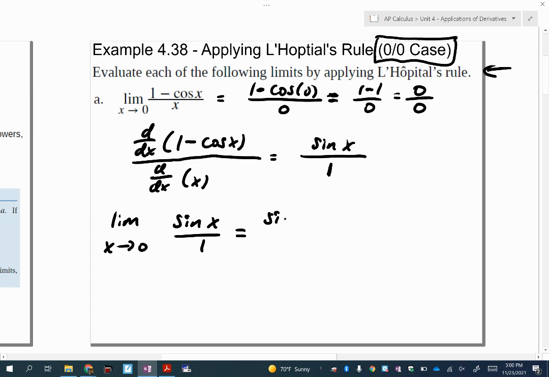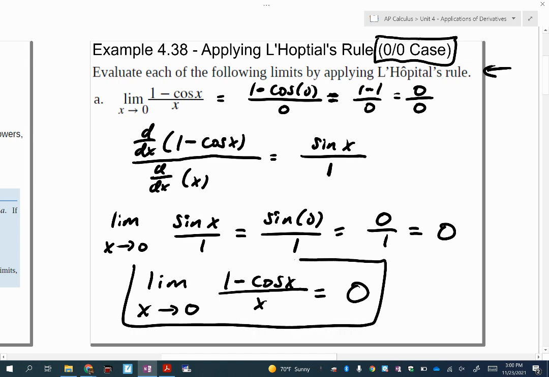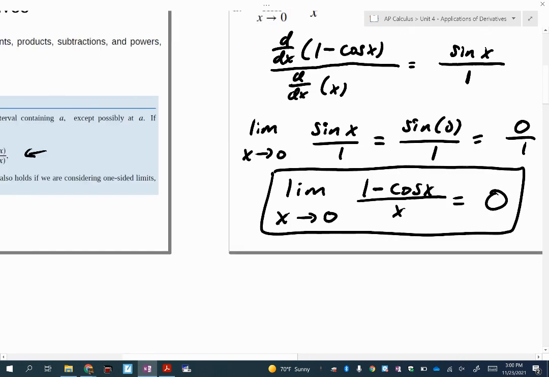So I'm going to plug in 0. All right, so the cosine of 0 was 1. The sine of 0 is 0. So 0 over 1 is 0. So all of this being said, the limit as x approaches 0 of 1 minus the cosine of x over x is equal to 0. Right, so ultimately, we just used L'Hopital's rule to find it. Okay, let's try another one.